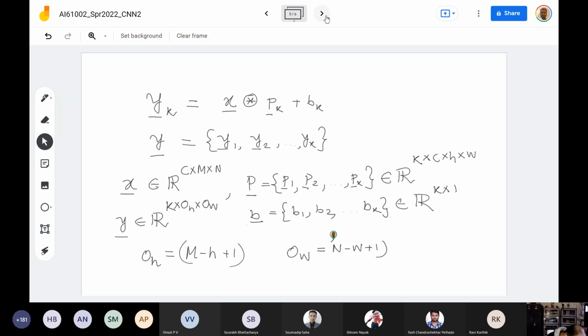Okay. And what did I miss out? Yeah. So also you know that this Y is equal to the concatenation of Y1 up to Yk, and that belongs to R of K cross OH cross OW, and each Yk belongs to R of 1 cross OH cross OW. This is what you had.